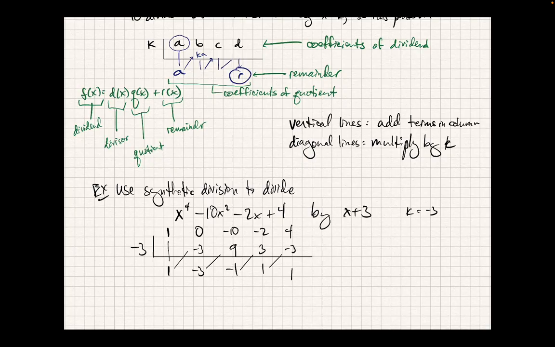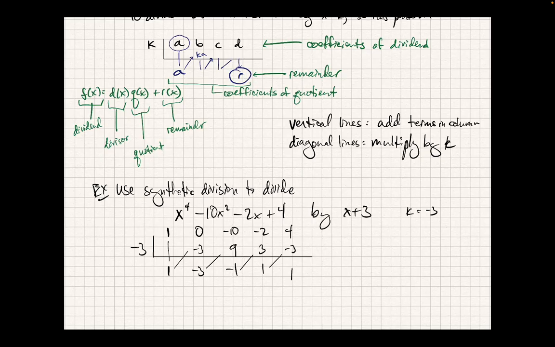Well, I mean, it's not a factor. Why? There is a remainder. So x plus 3 would have been a divisor, and it would have been a factor if I had remainder 0. But I can still write the results of this division.